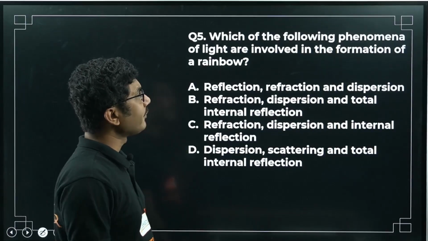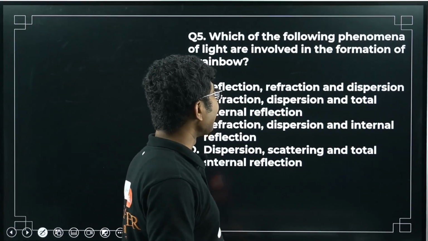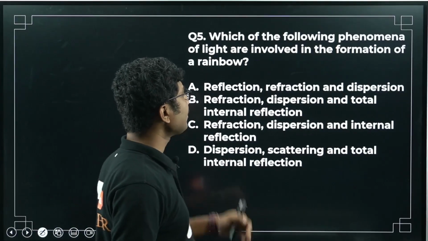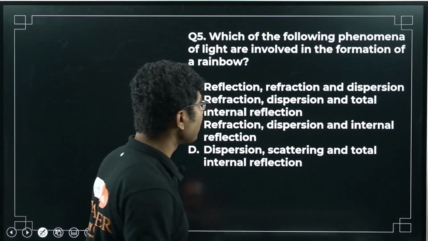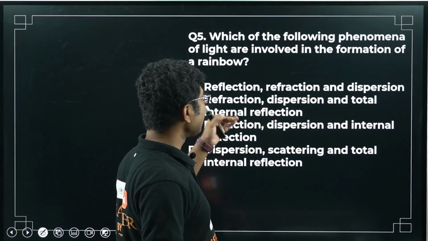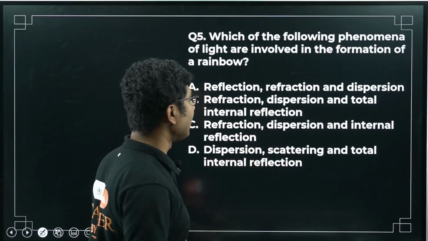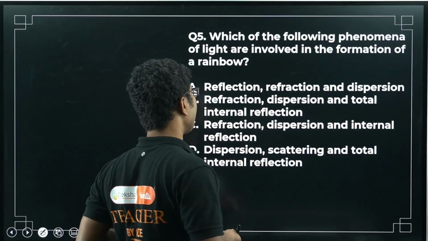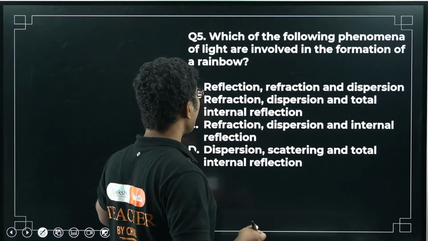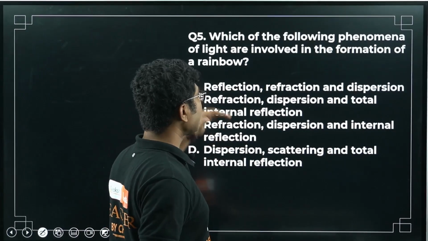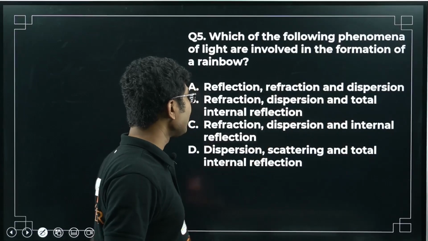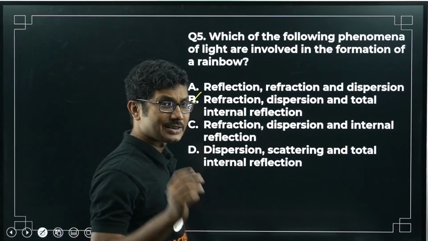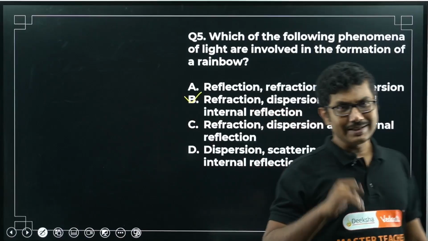Which of the following phenomena of light are involved in the formation of a rainbow? In the formation of a rainbow, which of the following phenomena is responsible? Let us understand. Reflection, refraction and dispersion. Reflection and dispersion are involved, but what type of reflection is not mentioned. So let's go to option B. Refraction, dispersion and total internal reflection. So obviously this is the correct answer. The reflection is not ordinary reflection, it is a total internal reflection.